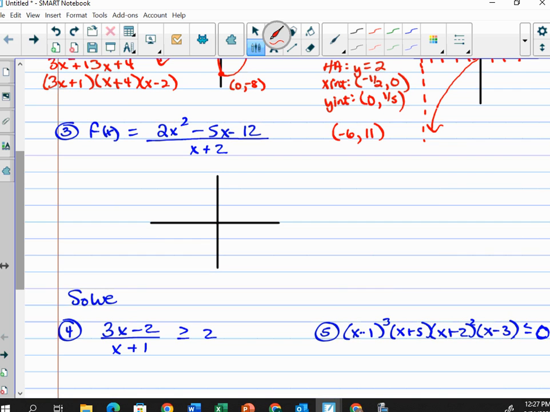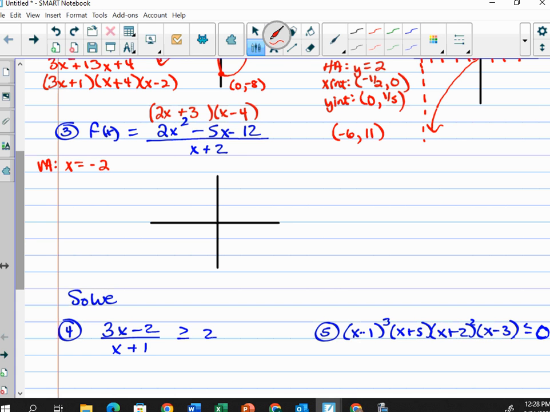All right, again on 3, we need to factor. What does our numerator factor into? -4. Okay, good. All right, so is there a hole this time? No. Is there a vertical asymptote? Yes. Yes, and how do we say that? x equals -2. Good.